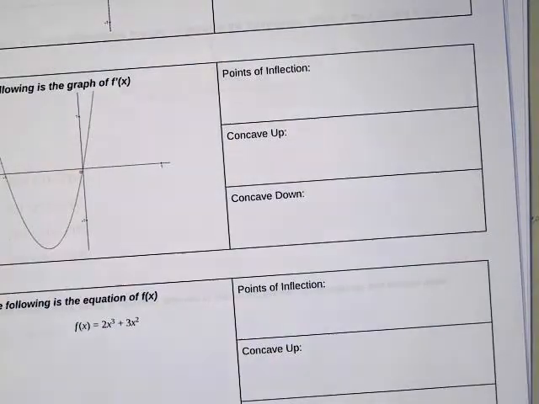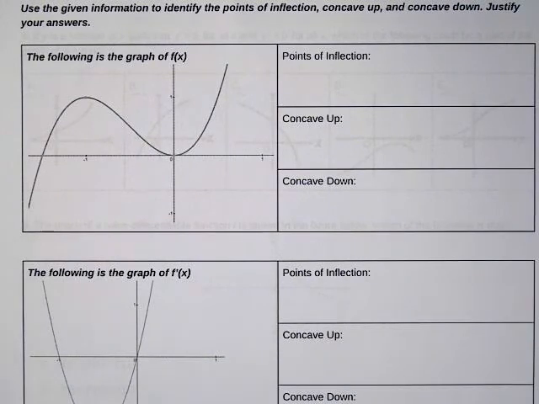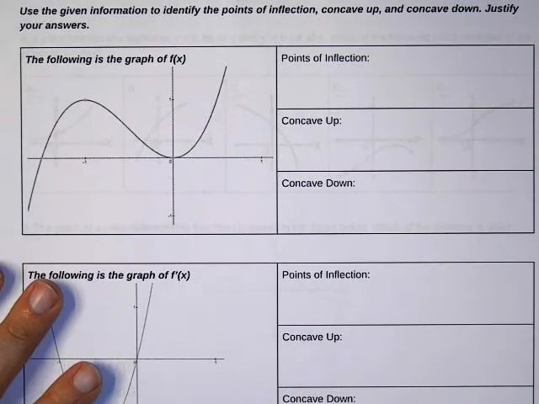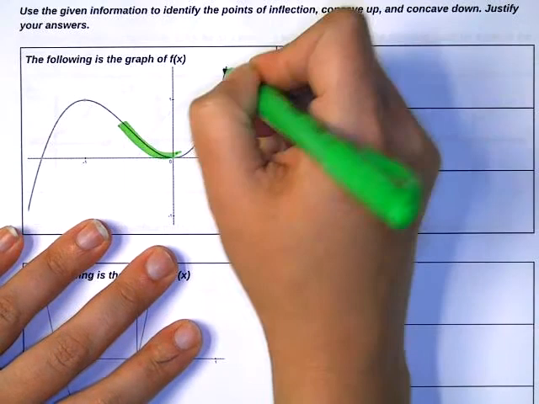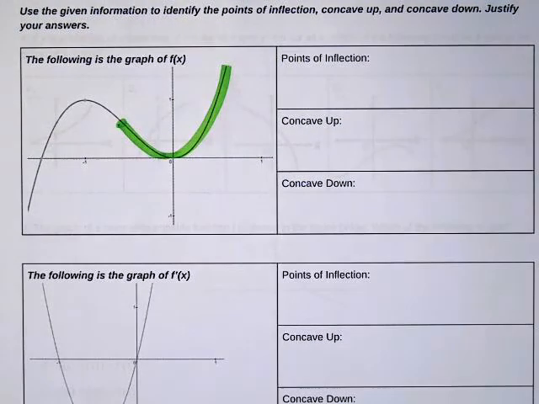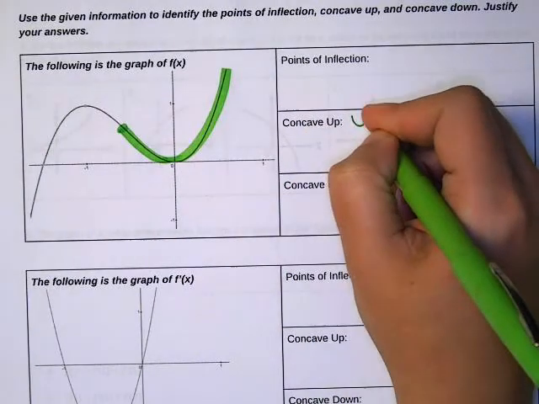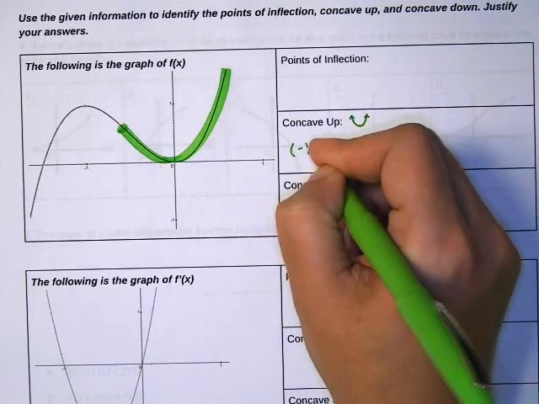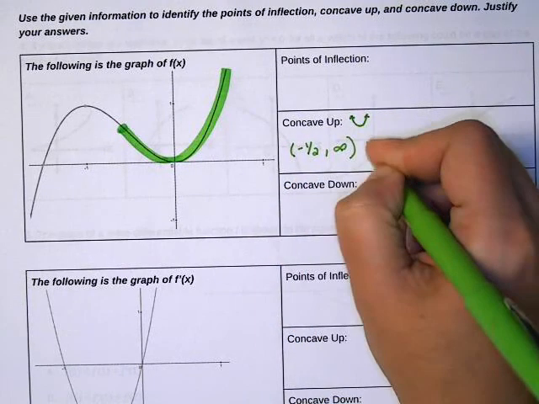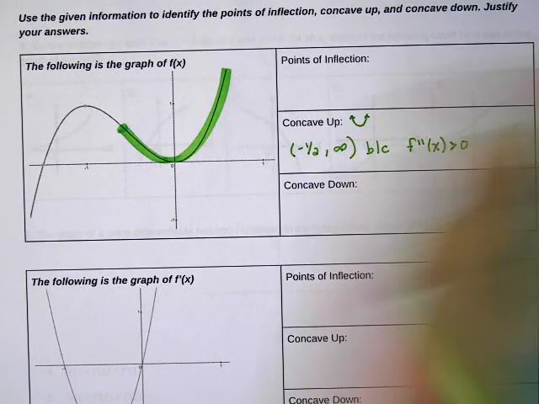So the first example problem is going to be, what if I give you the graph of the original? How would you talk about points of inflection, concave up and concave down? So let's start with concave up. I think that's probably easier than starting with points of inflection. My graph is going to be concave up when it's shaped like a cup. So that would be right here. And I'm just going to estimate where to start this section of the graph. I'm going to do my best. It's going to be about -1/2. So I would say that my function is concave up when it looks like a cup, from -1/2 to infinity because the second derivative is greater than 0.